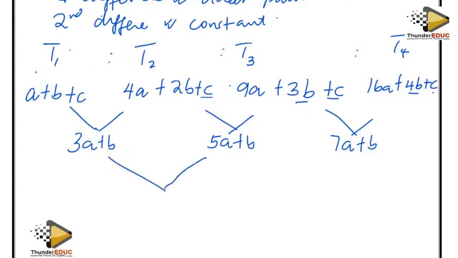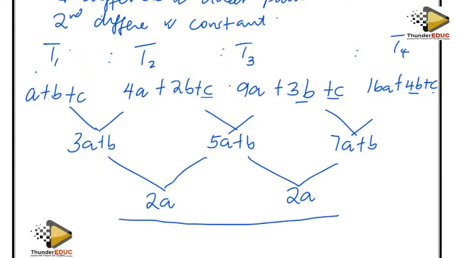Then let me get the second difference from what I obtained. 5a minus 3a is just 2a, and the b falls out. Same story here: 7a minus 5a gives me 2a. That goes back to what we said, that the second difference, which is 2a, will be constant, and the first difference will form an arithmetic or linear pattern.